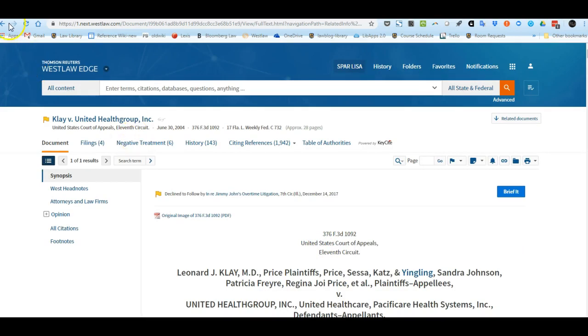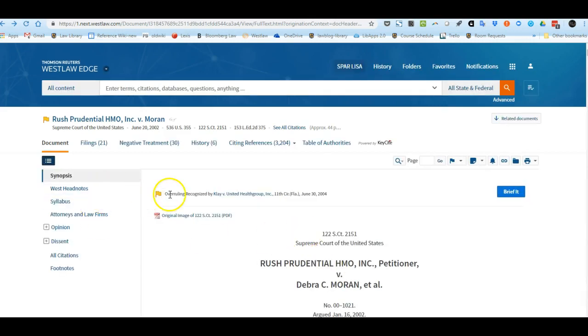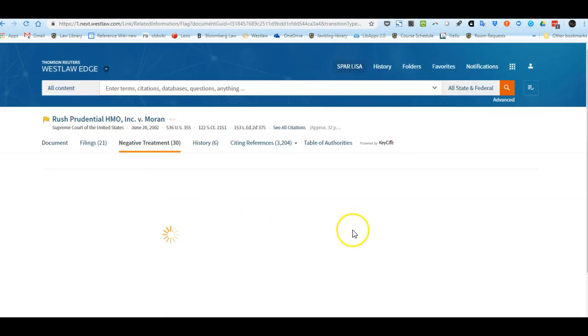And actually, that's not the... So if I click on the case, I just get to the case. So don't make the mistake I just did. Learn from my mistakes. If I go to the flag, I'll actually go to the point in the case where it mentions Rush Prudential, which is what I wanted.